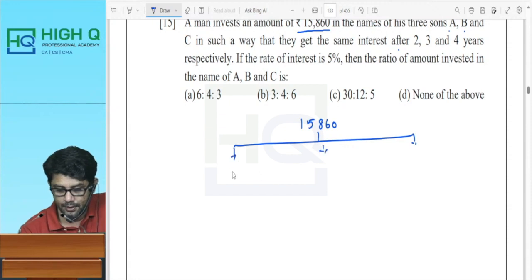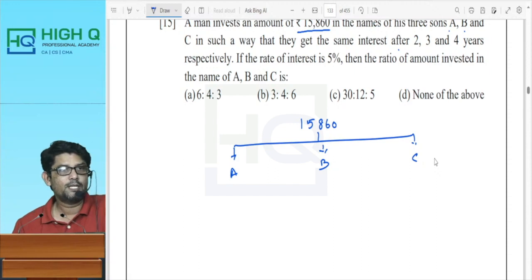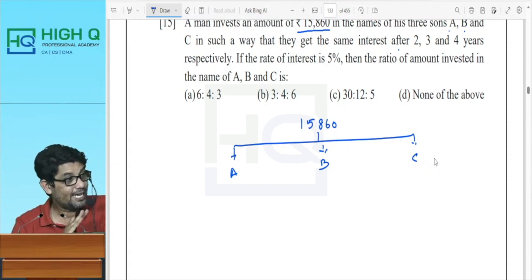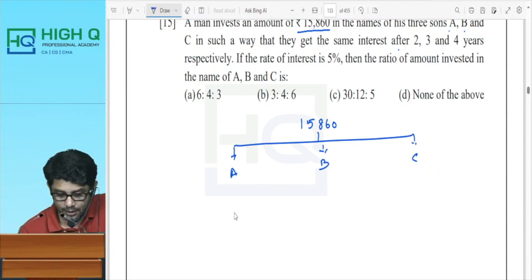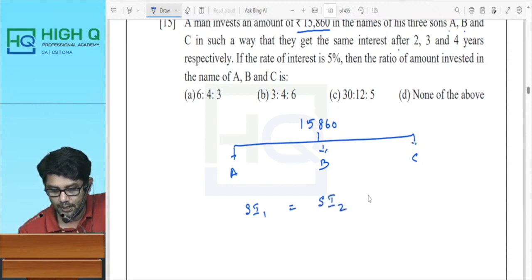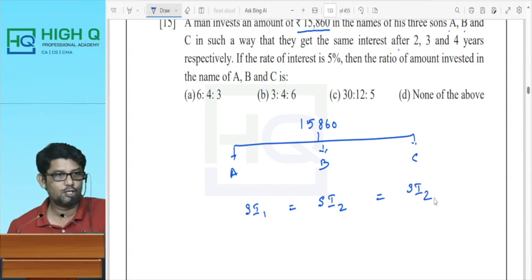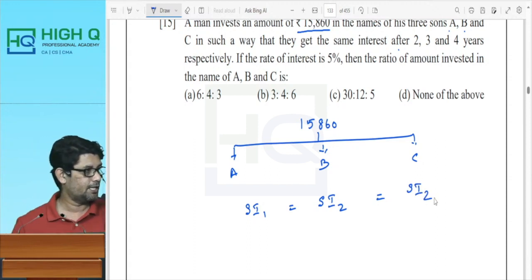A, B, C, 3 sons. My plan is, everyone should get the same simple interest. Simple interest is not mentioned, sir. That's what I'm taking, simple interest. Everyone should get the same interest amount. Whatever amount the first person is getting, the same amount the second person should get, and the same amount the third person should get. Am I right, my dear? Say yes or no. Is it clear?